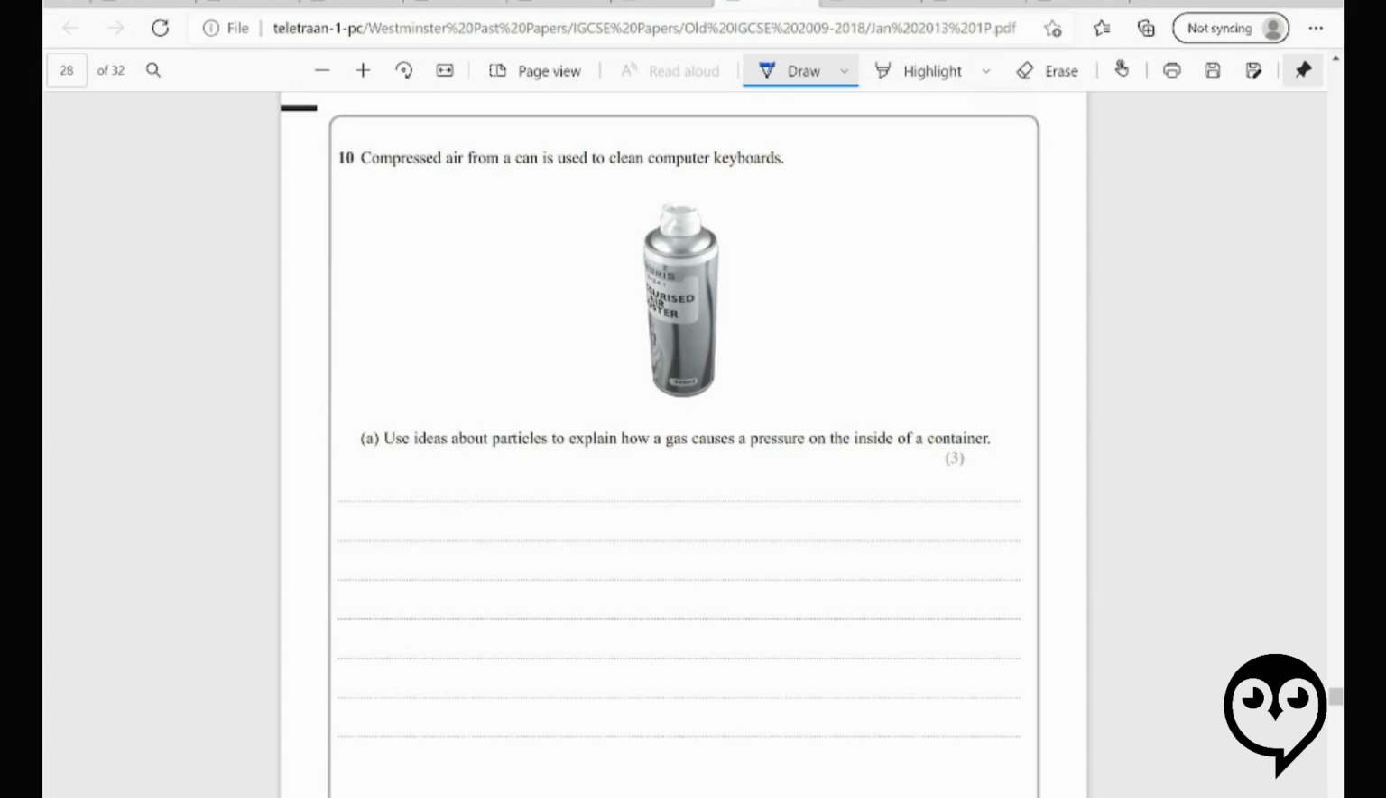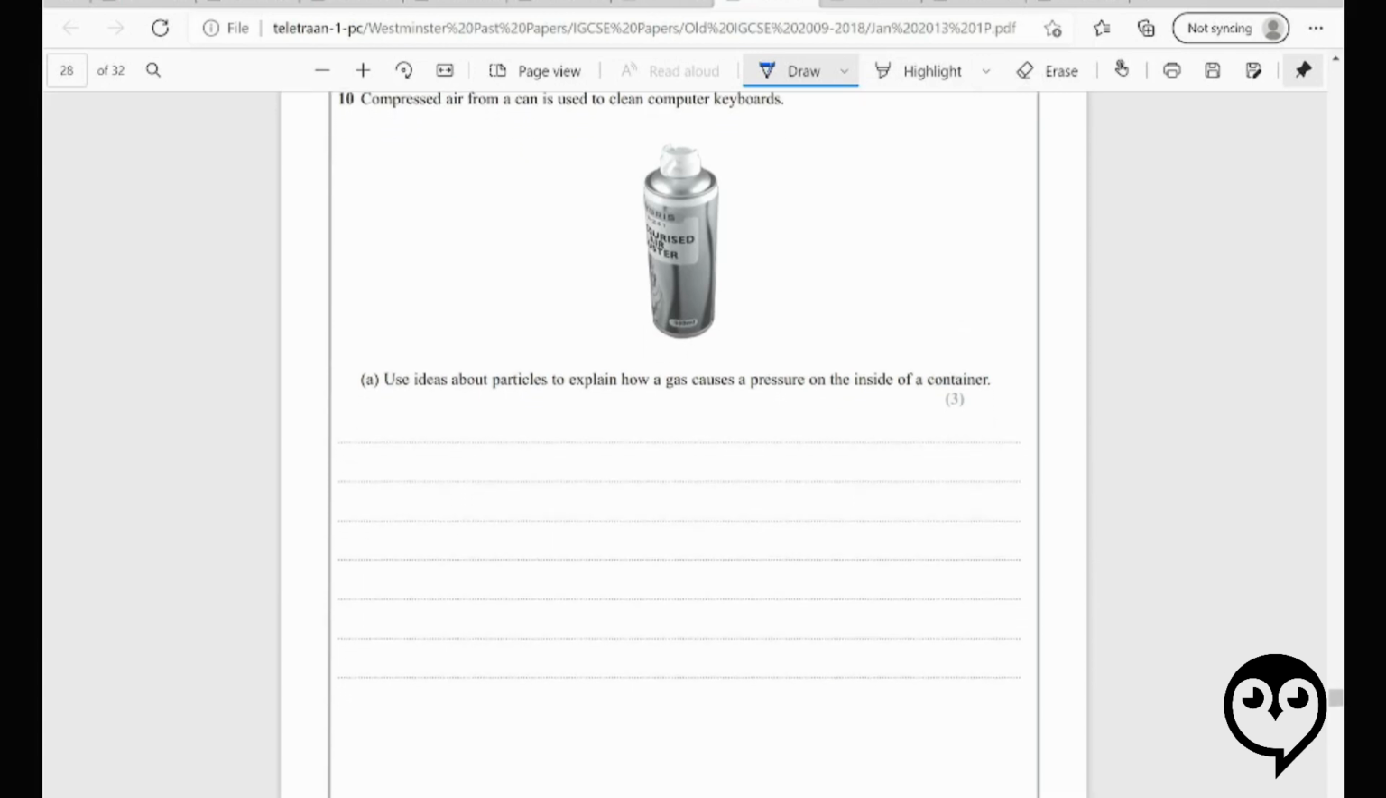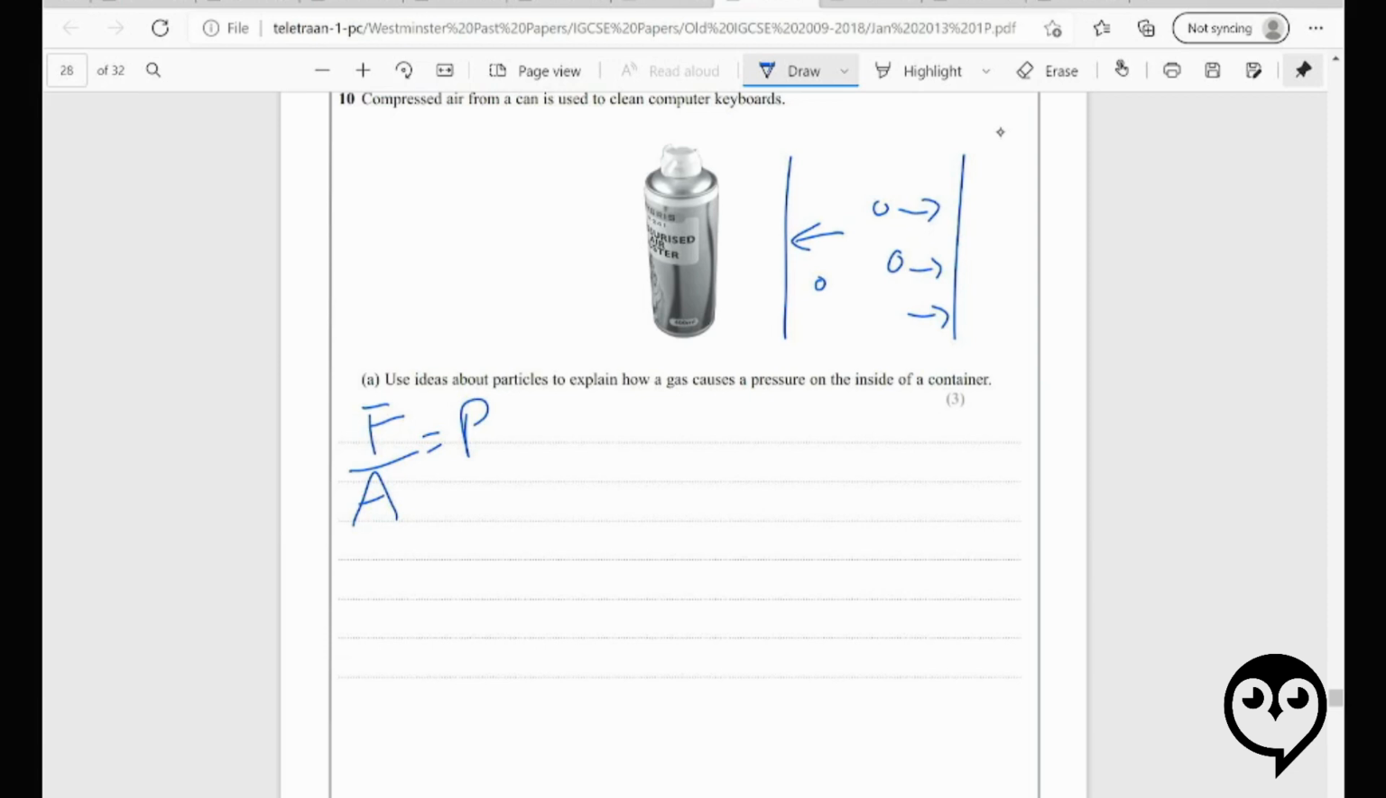This is a January paper 1. Use ideas about particles to explain how the gas causes pressure on the inside of the container. Okay, we'll do a very basic definition of what's going on, but you know that pressure is the force divided by the surface area. You've got particles moving around colliding. When particles collide with that wall, they exert a force, and the sum of all those forces from all those collisions exerted over that inner surface area is the pressure.